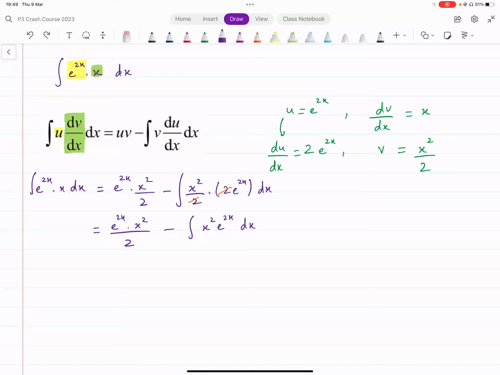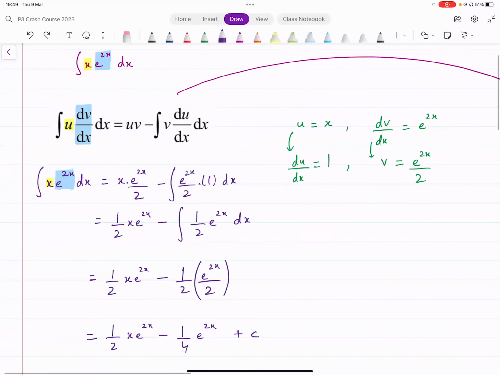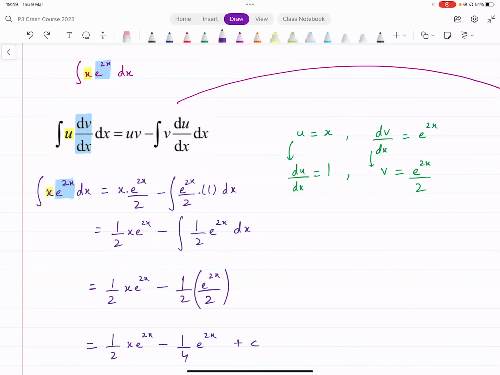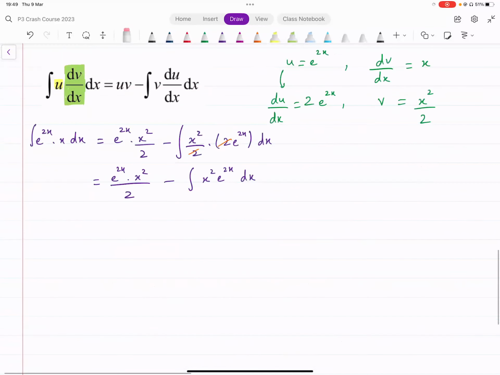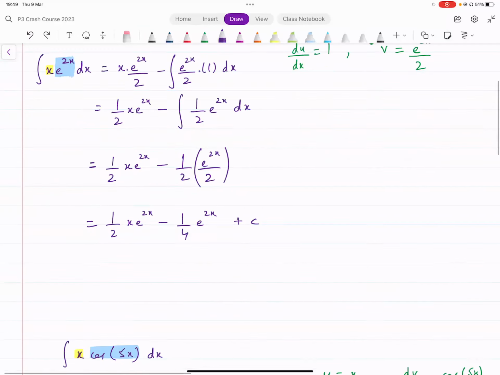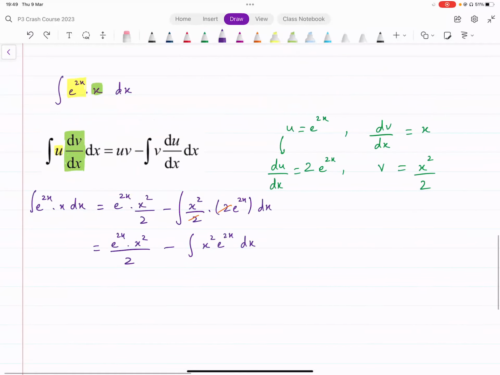We could apply integration by parts here again, but we did not used to do that earlier. In the earlier example, when we chose x as u and e power 2x as dv over dx, we could integrate that directly. But now we can't do that, right? Because now we have another product inside this integral, and that's even more complicated than the first integral. So there's a problem, right?